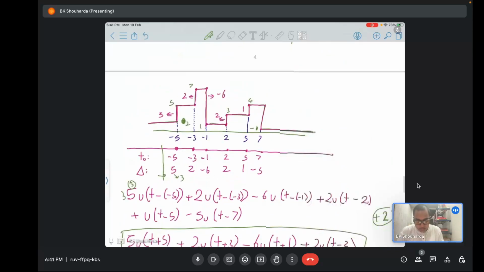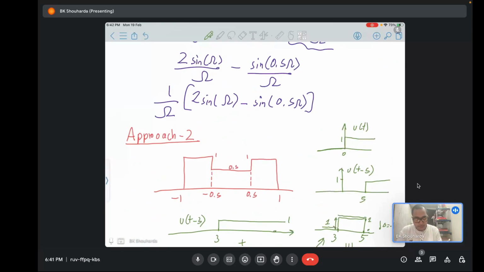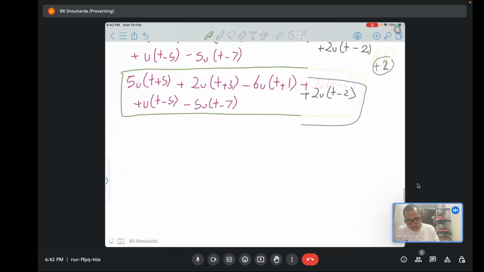So this is how we have represented the signal in terms of unit step. And now let us represent this. It's much easier now, I'm sure.